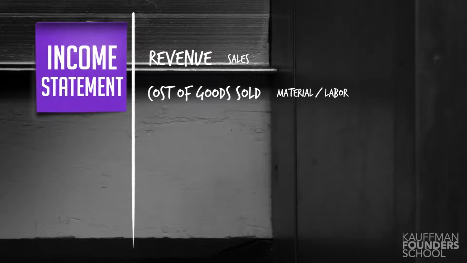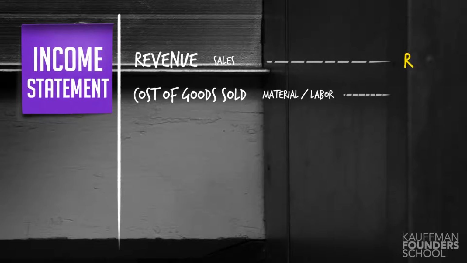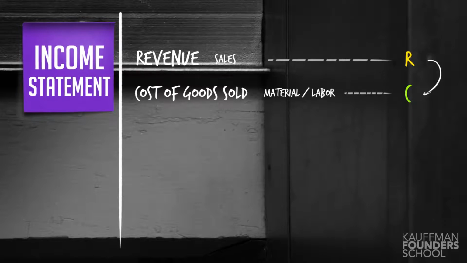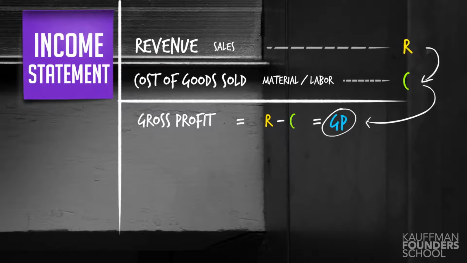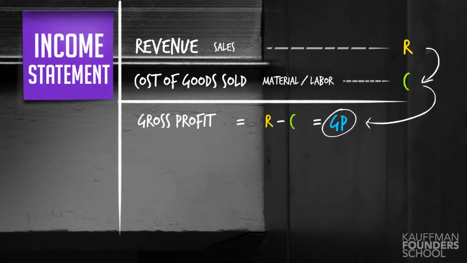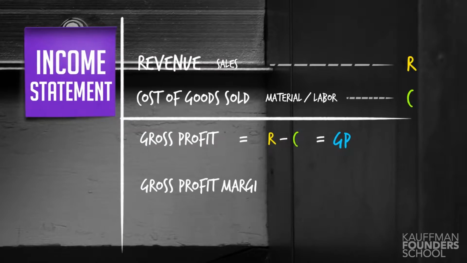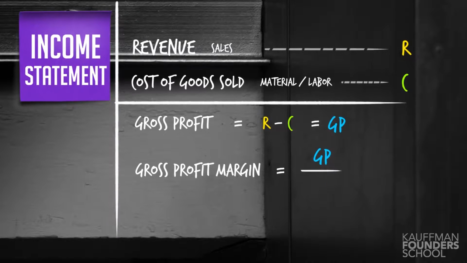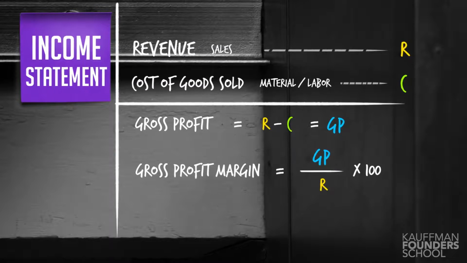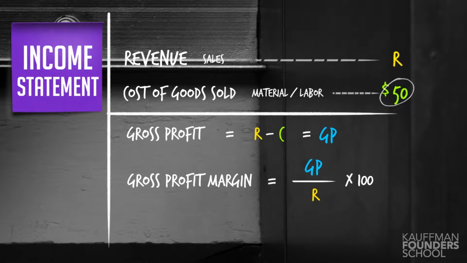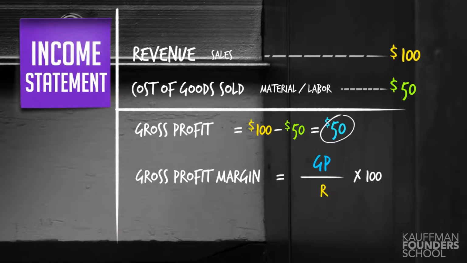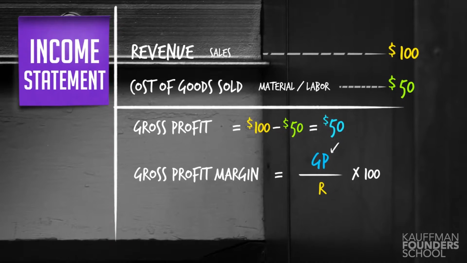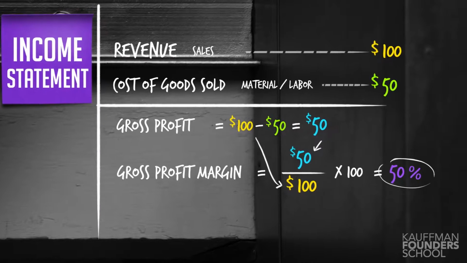So you've got your revenues, you've got your cost of goods sold underneath. You subtract cost of sales from revenues, and that gives you your gross profit. Your gross profit is the profit that you make, the difference between the cost and the revenues. Your gross profit margin is the percentage of that profit measured against the sales number. If you make something for $50 and you sell it for $100, your gross profit is $50. Your gross profit margin is 50%.